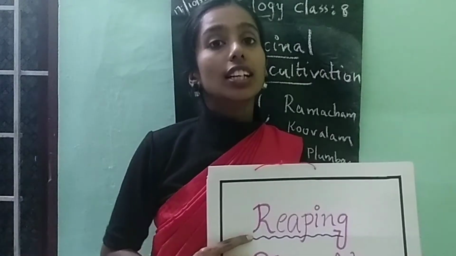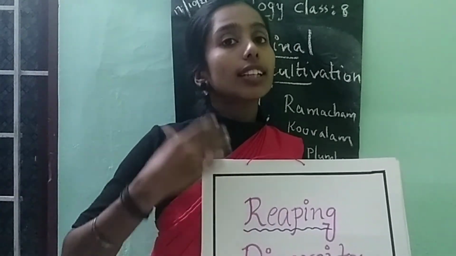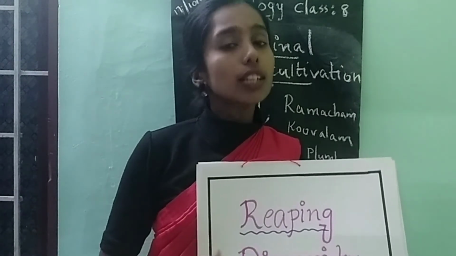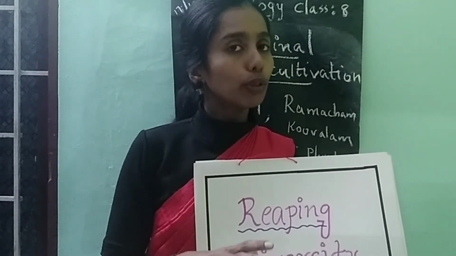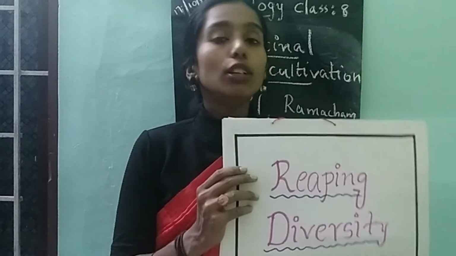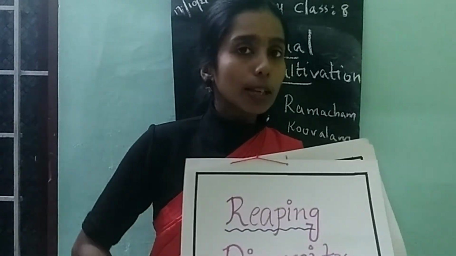Children, we learned about so many scientific ways of rearing animals and plants for getting more income from agriculture. These terms are new to you, so you have to memorize them. Teacher has got you a flip chart. You just have to look at the pictures along with the terms, so you will not forget. This is reaping diversity.